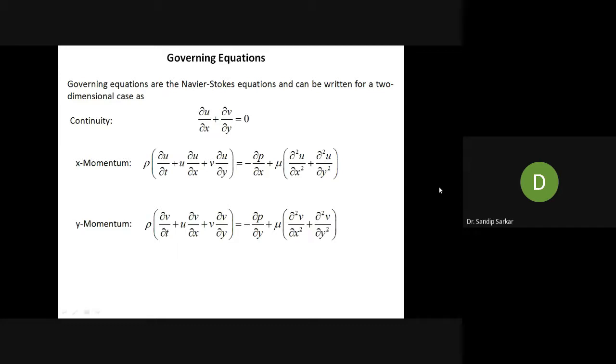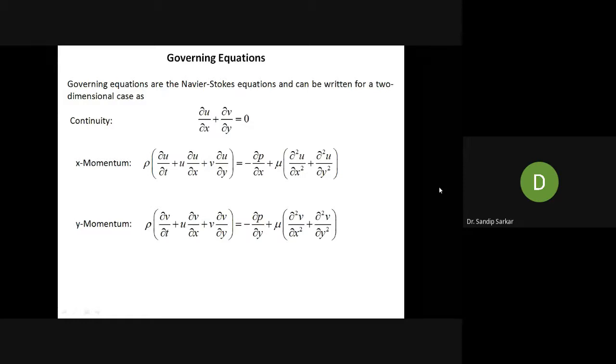In general, the governing equations that govern the fluid flow motion are three equations. One is the continuity equation, which is the mass conservation equation. Another is the x momentum conservation equation. If u and v are the velocities along the x and y directions, the continuity equation says del u by del x plus del v by del y equals 0. This is the incompressible two-dimensional continuity equation.